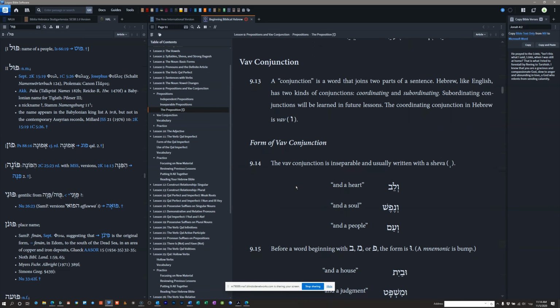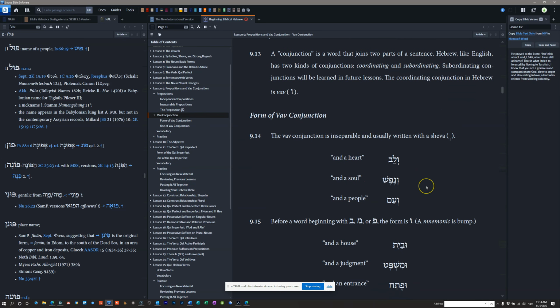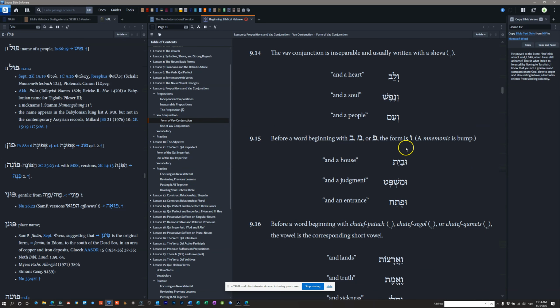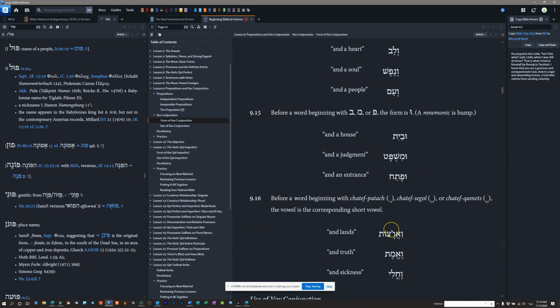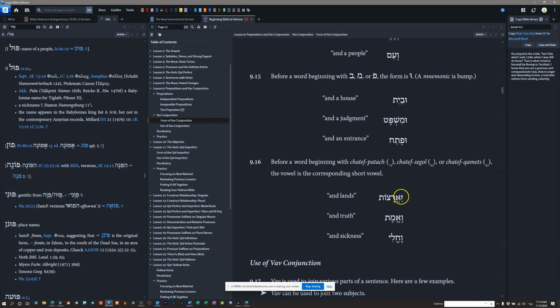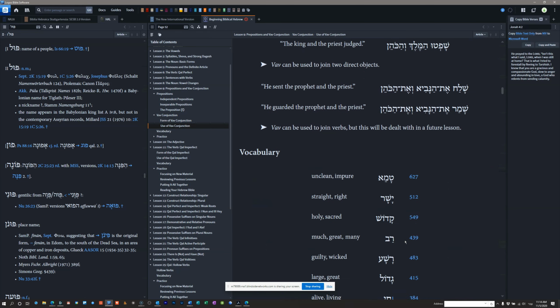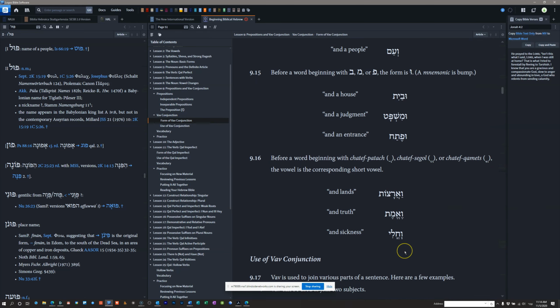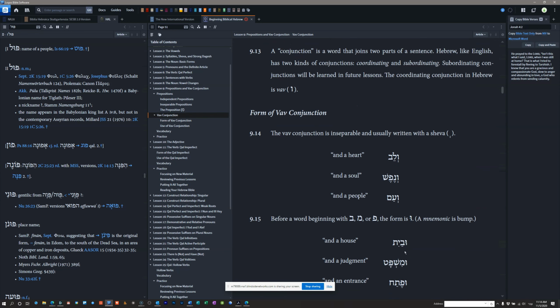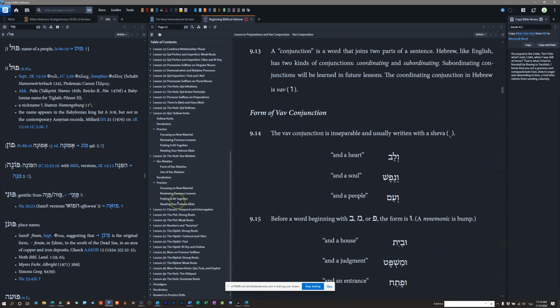Vav conjunction. Usually, you get a vav shavah. Sometimes you get a vav shurik in a bump situation. When it's before a letter with a hatef vowel, it gives the corresponding short vowel. So he doesn't cover the other one. Goodness gracious. I think I'm right about this. Let's find out what the answer key says.